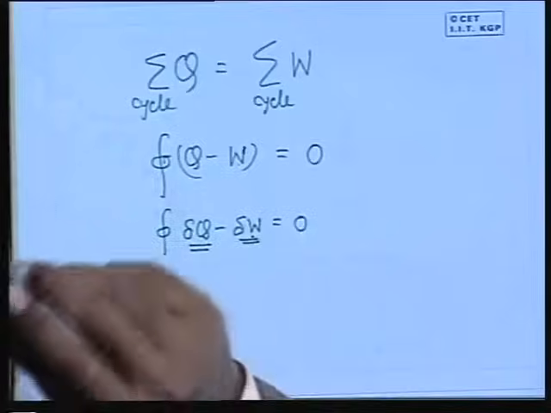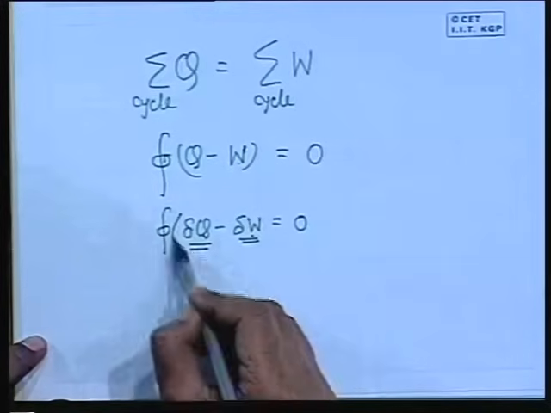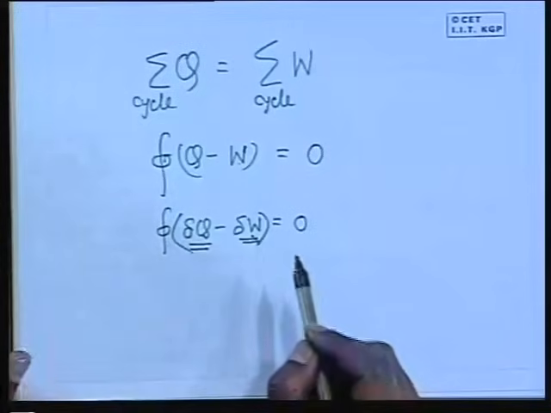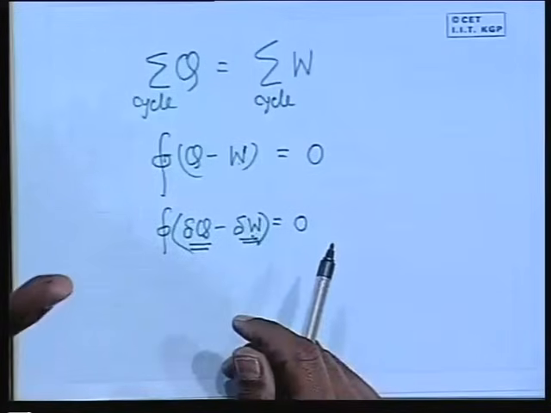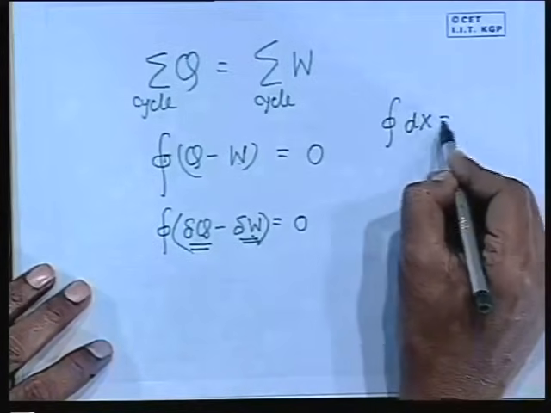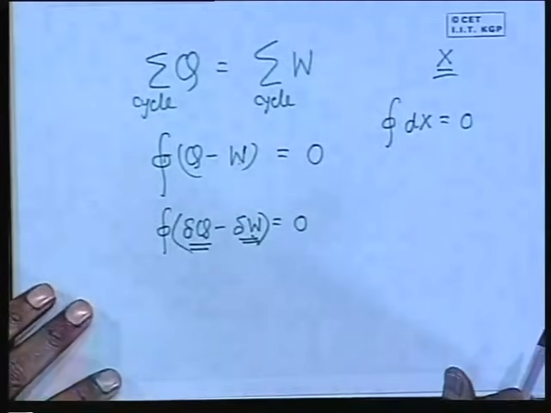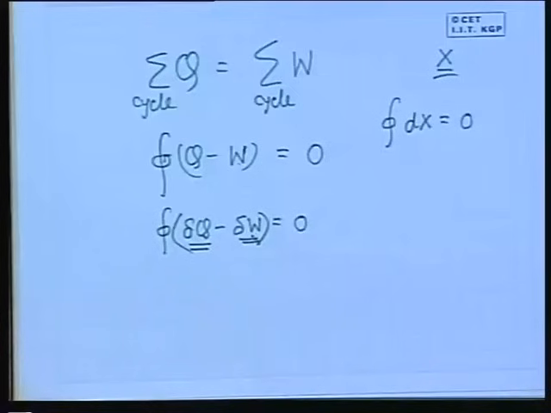And if you integrate this in a thermodynamic cycle, then we can write the cyclic integral of delta Q minus delta W is zero. Why am I writing it this way? From elementary mathematics, you know that the cyclic integral of any point function is zero. I can write the cyclic integral of dX is zero, where X is any point function, which is a property of a system. So for any property of a system, the cyclic integral of its differential is zero, and physical sense also tells us that.